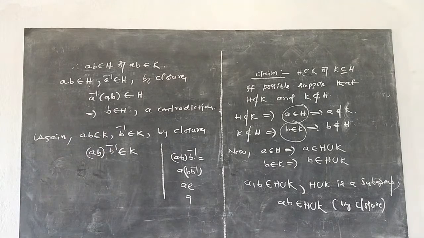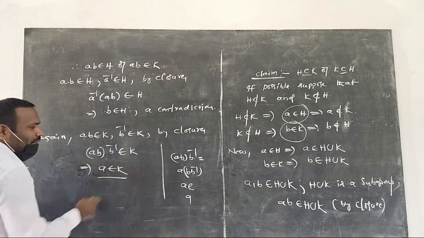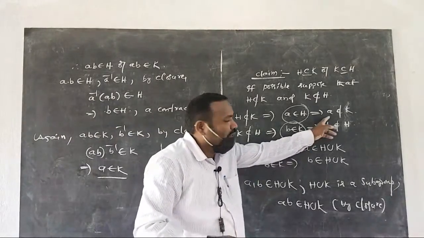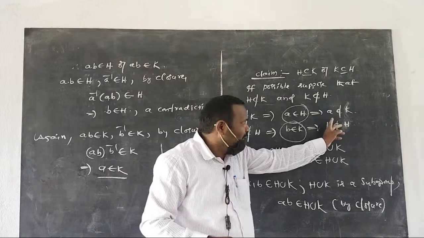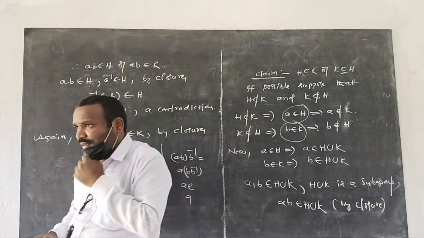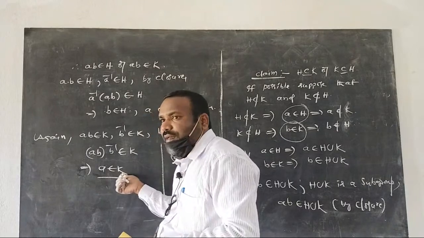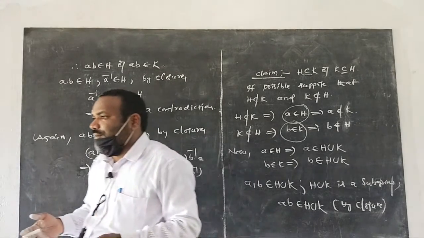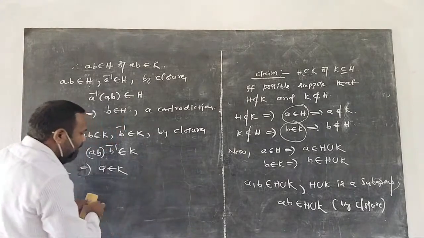AB B inverse ఎంత అవుతుంది? A అవుతుంది. That implies A belongs to K. But A does not belong to K. A K లో లేదంటున్నాడు, అంతే కదా. A is not a member of K actually. But here we have proved A belongs to K. It is again a contradiction.